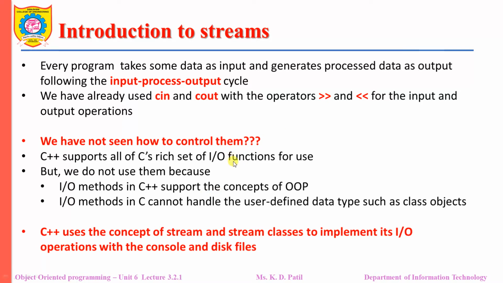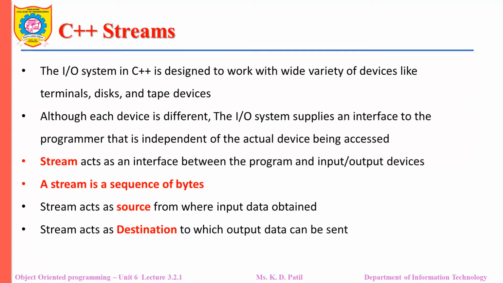C++ supports all of C's rich set of input-output functions for use, but we do not use them because input-output methods in C++ support the concept of object-oriented programming. Input-output methods in C cannot handle user-defined data types such as classes and objects, so C++ uses the concept of stream and stream classes to implement its input-output operations with the console and disk files.